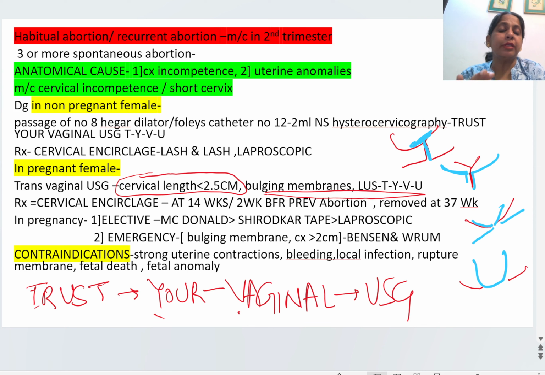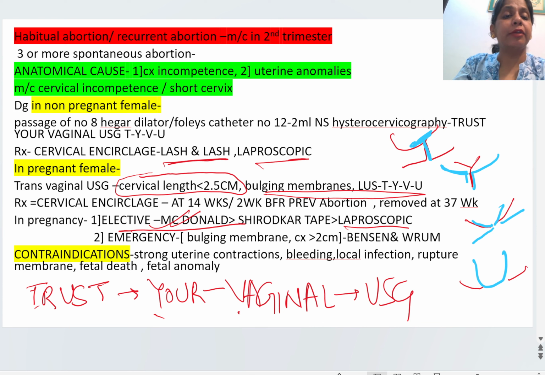The treatment of it is cervical encerclage. Cervical encerclage can even be done in a non-pregnant female. The procedure is laparoscopic or by laparoscopy. When cervical encerclage is done in pregnancy under elective conditions, it is known as McDonald or Shirodkar, or laparoscopic. Usually McDonald is done. Now, what is the time when elective cervical encerclage is done? The time is 14 weeks.